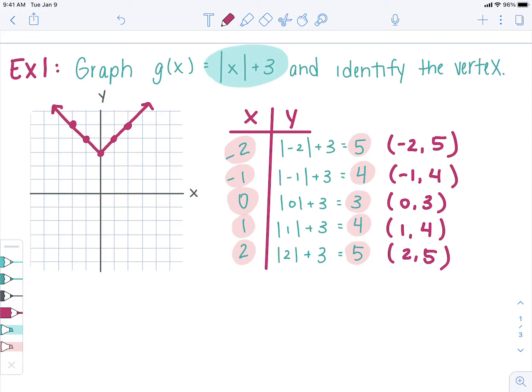I noticed that I have the same shape as last time, right? I still have my V. It just, instead of being at 0, 0, the vertex is at 0, 3. So the graph is just going to move around. You're going to keep having these V's; they're just going to be in different locations. They're going to start at different points. The vertex will be at a different point on the coordinate grid. So it's still going to look like the V, just in a different place.